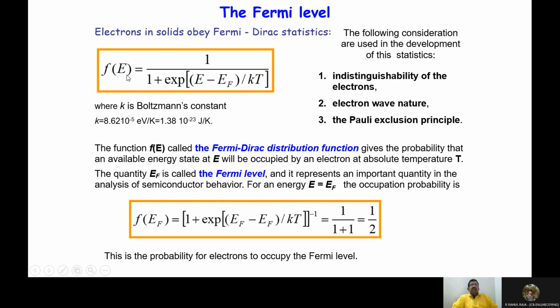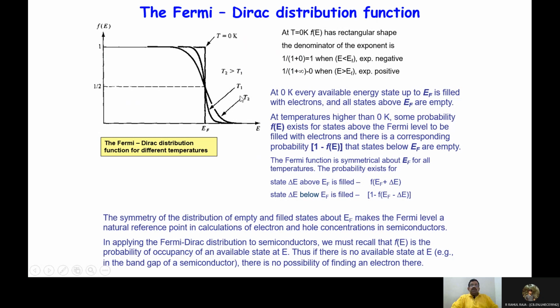So f of E for all energy states above EF at T equal to 0 will not be occupied. Okay, think about it. At all states above EF, which means this region, the probability of finding an electron, or the probability distribution function, will become 0, because it is 1 by infinity, and 1 by infinity is 0.